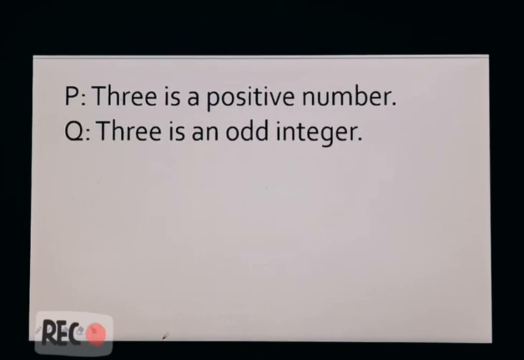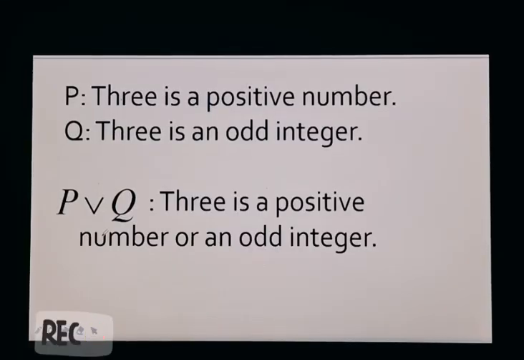Let's have another example for this one. 3 is a positive number. 3 is an odd integer. P disjuncts Q. So let us have first this statement. 3 is a positive number or an odd integer. Take note that in this statement, we use the word or to connect two statements or two propositions. Therefore, this is under disjunction. And take note, do not forget the symbol for disjunction.